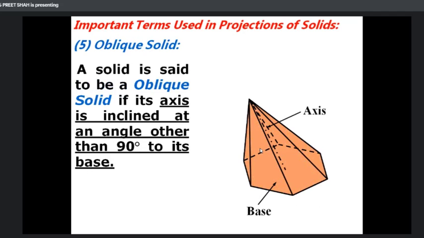Understand? Hello, all of you, do you understand what is the meaning of a right solid? Yes, sir. Axis of the solid perpendicular to base. Okay, axis of solid perpendicular to base, so it is a right solid. And if it is inclined to the base, it is called an oblique solid. In an oblique solid, the inclination angle is less than 90 degrees or greater than 90 degrees, but it's not 90 degrees.